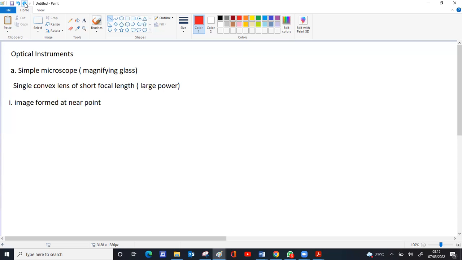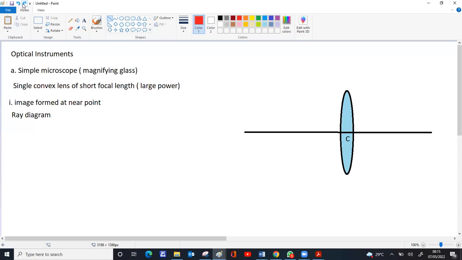There are two cases normally for the image formation. One is the maximum magnification or angular magnification case, when the final image is formed at the near point. Your ray diagram: convex lens, principal axis, optical center, focal length. The object is placed within the focus.